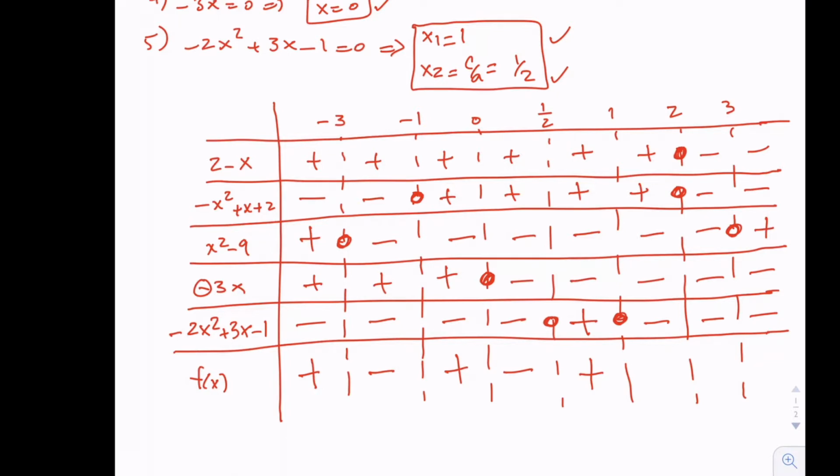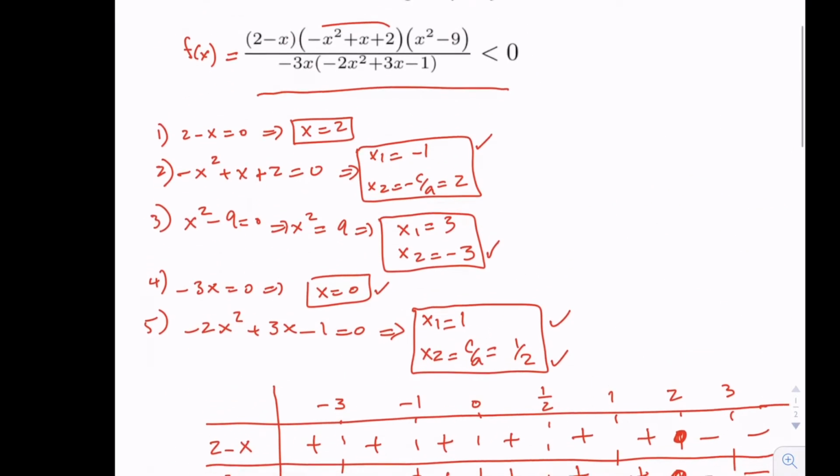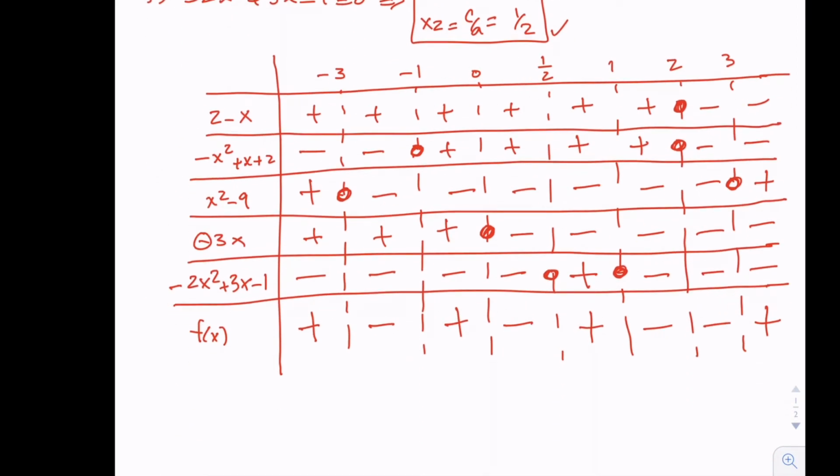1 to 2, negative. 2 to 3, negative. And beyond 3, positive. So we want to find the interval where f of x is less than 0. So this interval, this interval, this interval, and this interval are the answers.